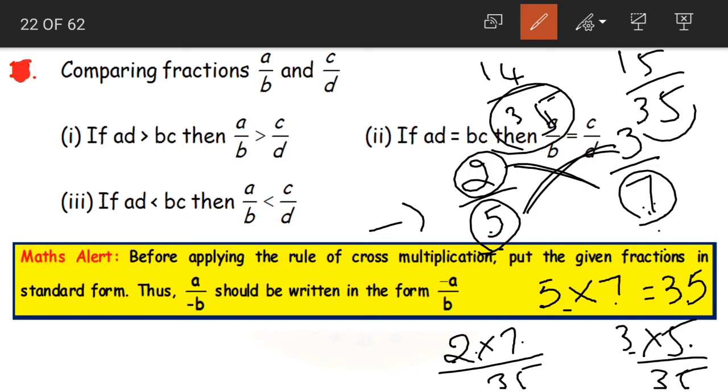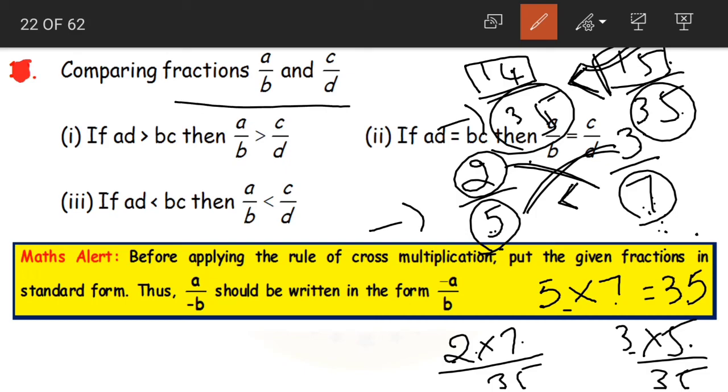Now we've converted them into like fractions. Both the fractions have the same denominators, so we can simply compare our numerators 14 and 15. 15 is greater than 14, so 14 by 35 is less than 15 by 35, or simply 2 by 5 is less than 3 by 7. Clear, students? First, if they are like fractions, simply compare the numerators, and the other is if they are unlike fractions, convert them into equivalent like fractions and then compare the numerators.